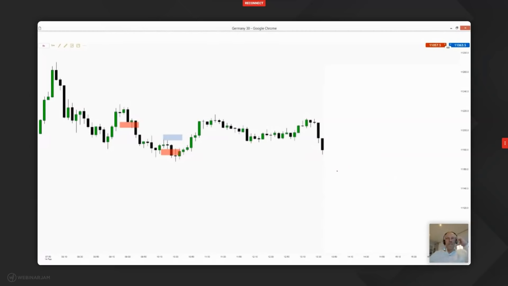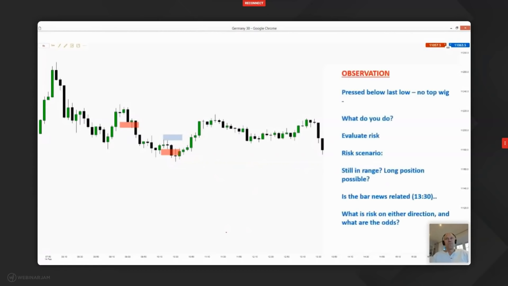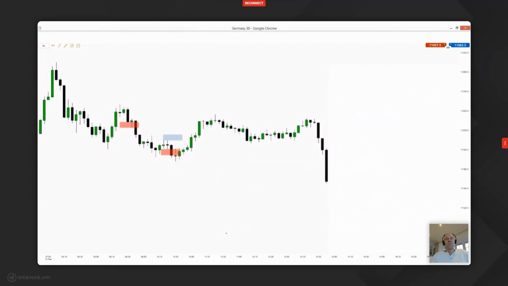You're going to press the low, so you're going to add to your winning trades. Are you closing your long position and flipping short? Are you concerned about this low here? See what happened the last time we had this kind of length bar?